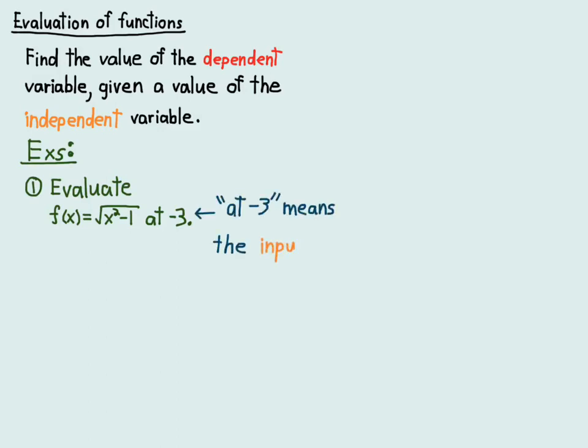Okay? So let me write that out here for you. There you go. It means the input is negative 3. So solution, f of negative 3 equals square root of the quantity negative 3 squared minus 1. Make sure that you plug the negative 3 in, substitute it for every x in the equation, including the one where it says f of x. So it should say f of negative 3.